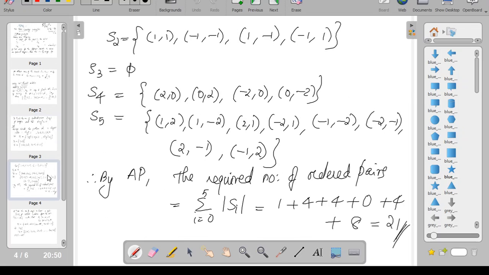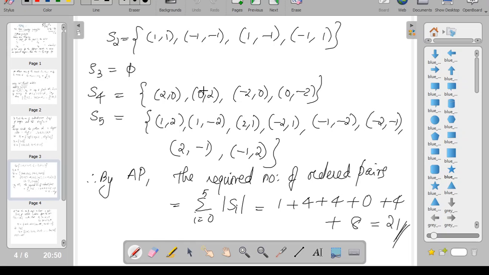Now similarly S2 is the set where x square plus y square should be 2. So take (1, 1) and then the terms with negatives: (1, 1), (-1, -1), (1, -1), (-1, 1). Again there are 4 elements in the set. Now S3 will be an empty set.